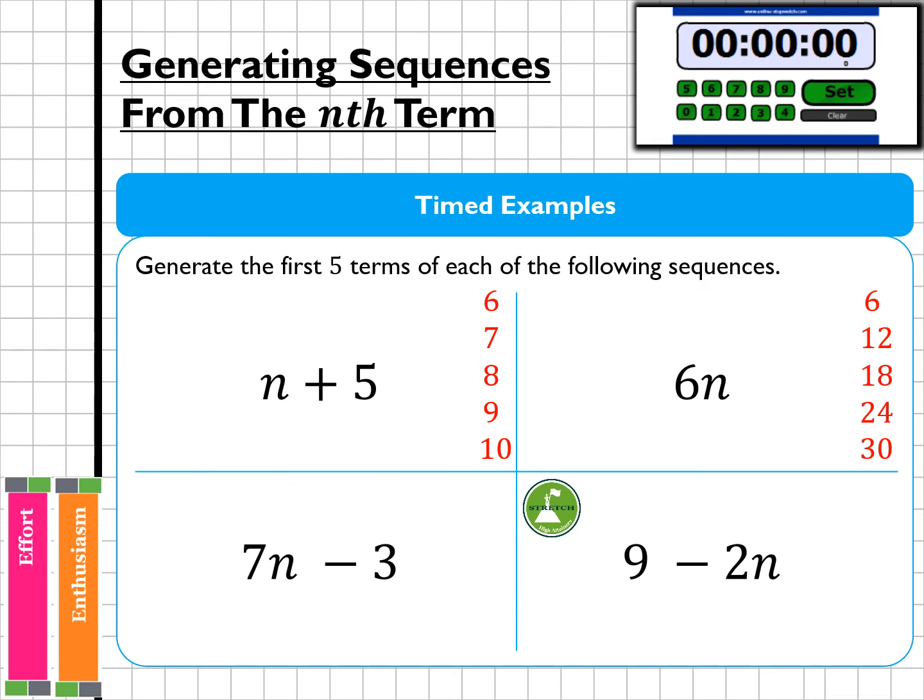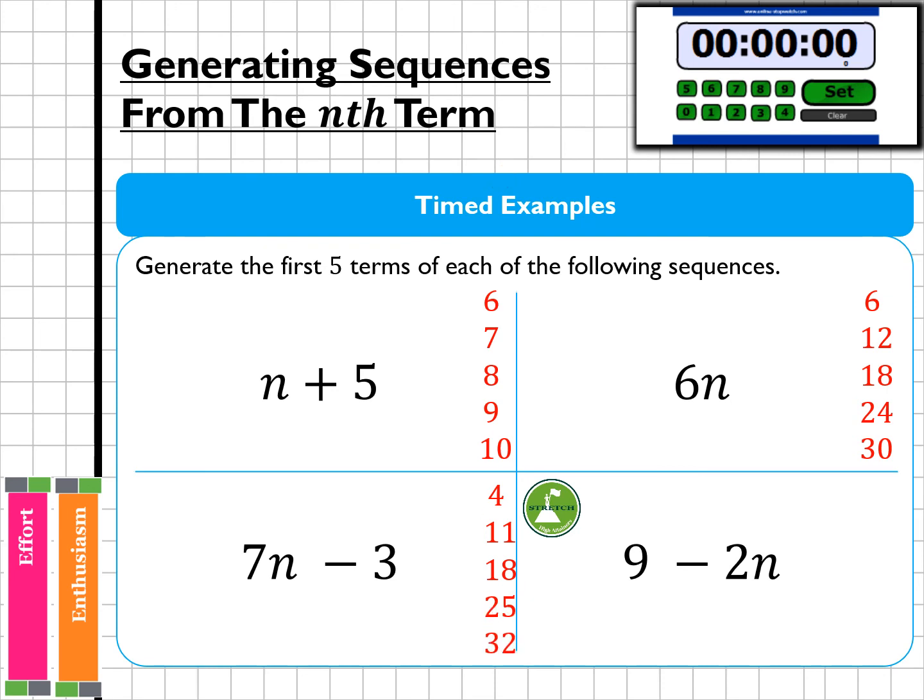Moving on to one a little bit more complicated, I've got 7n minus 3 as my nth term. That tells me I need to do 7 times my position number minus 3 when I'm finished. So I've got 7 times 1, which is 7, take away the 3, which is 4. 7 times 2, 14, minus the 3, 11. Doing the same thing for the third term, I get 18. For the fourth term, I get 25. And for the fifth term, I get 32.